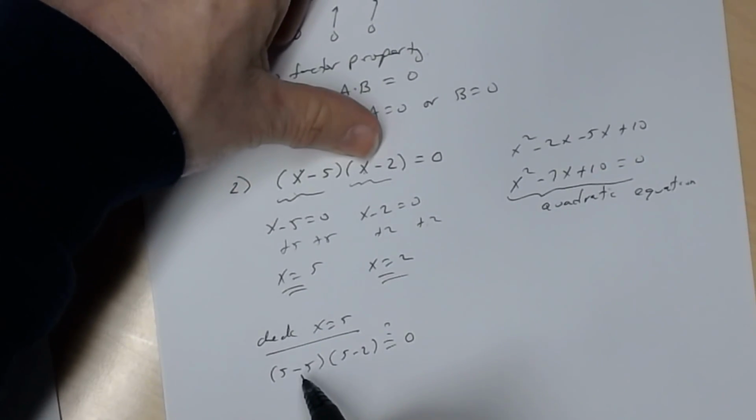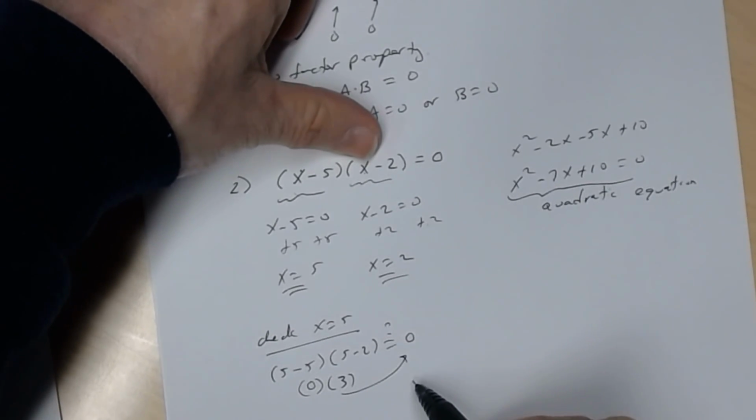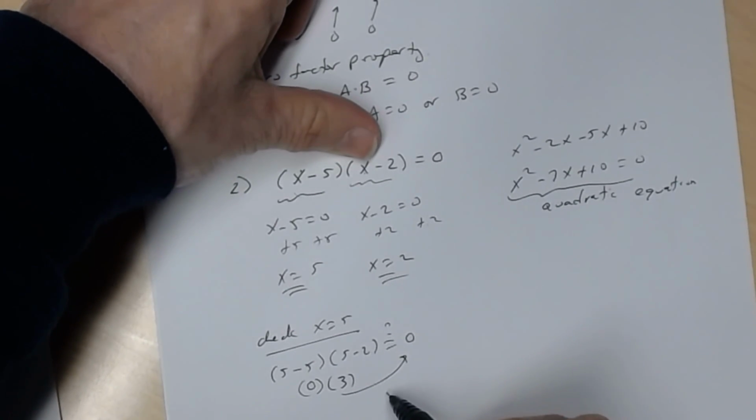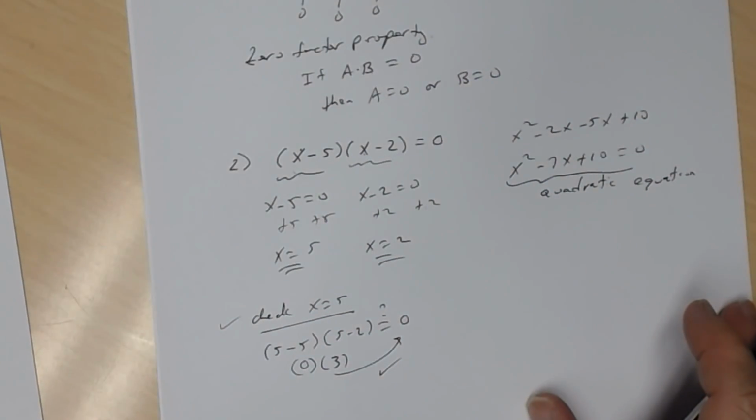Well, what's 5 minus 5? Well, 5 minus 5 is 0. What's 5 minus 2? Well, 5 minus 2 is 3. Is that product equal to 0? Is 0 times 3 equal to 0? The answer is yes. So 5 is a solution.